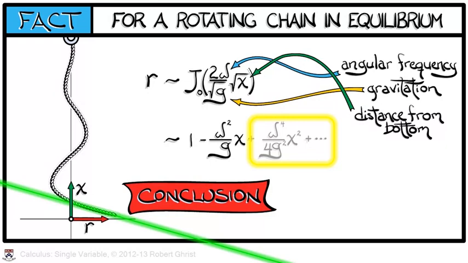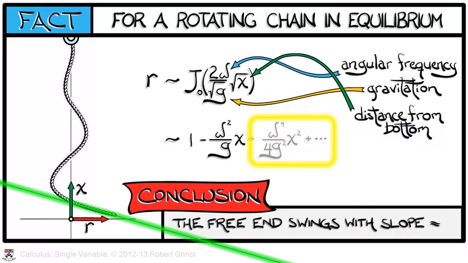That tells you something about the slope at the end of the rope, namely that this free end is swinging with a slope that is proportional not to omega, the angular frequency, but to omega squared. The faster you spin it, the more the slope changes. And we can say exactly what rate that change is. It's quadratic. You can try this at home with a piece of heavy rope or chain.